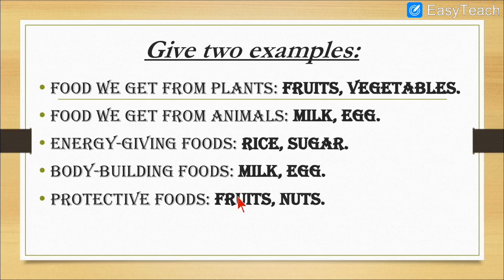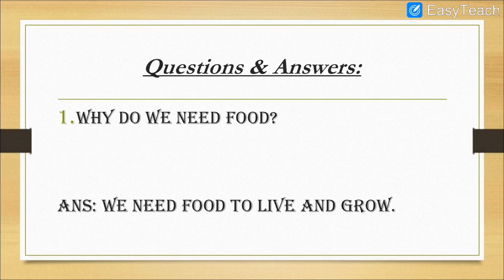How will you remember this? It's very easy. Fruit and nut is also the name of a chocolate if you might have eaten or seen. Same way you can easily remember fruits and nuts. You just have to add S. So it also becomes the name of a chocolate, fruit and nut. So fruits and nuts are protective foods. Then we had learnt question answers.